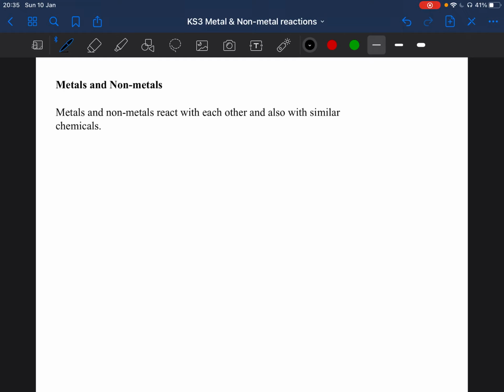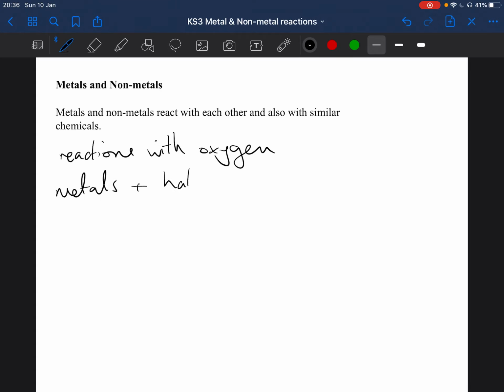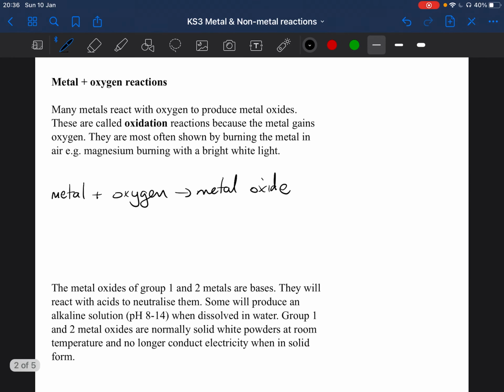So what we're going to look at is the reactions with oxygen, and then we're going to look at how metals and halogens react, okay? So halogens are a non-metal, so they're a typical reaction between our two types of elements. Okay, so let's start with metal and oxygen reactions.